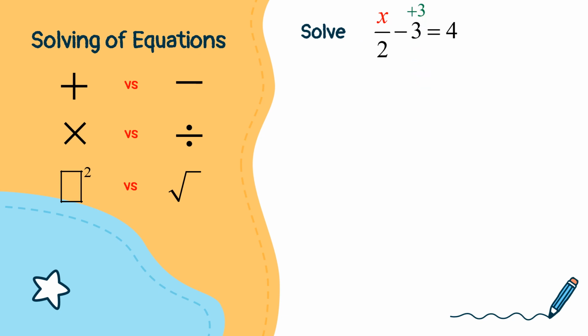To do that, we will plus 3 on the left-hand side, and we will also plus 3 on the right-hand side. And this will give us x over 2 equals 7. To remove the over 2, we will need to multiply by 2 on the left-hand side and multiply by 2 on the right-hand side. On the left-hand side, we will be left with x, and on the right-hand side, 7 multiplied by 2 equals 14, and this is the solution of the equation.